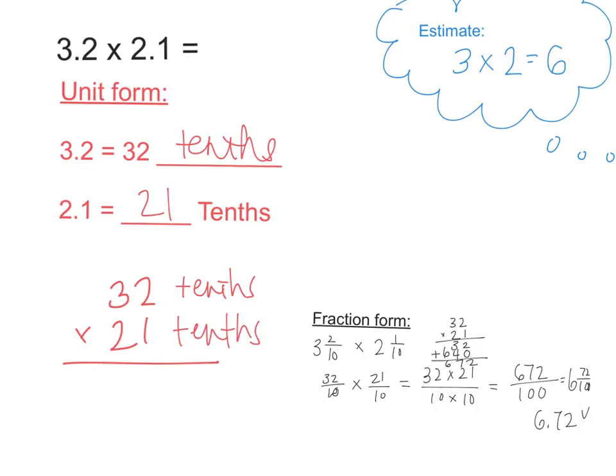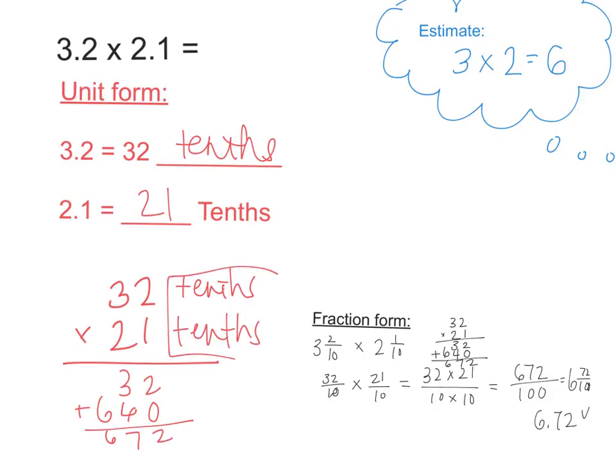Okay. And then, can we do 32 times 21? Yeah, I can do 1 times 2 is 2. 1 times 3 is 3. Put a 0 here because I'm working in the tens. 2 times 2 is 4. 2 times 3 is 6. If I add that up, I get 672.